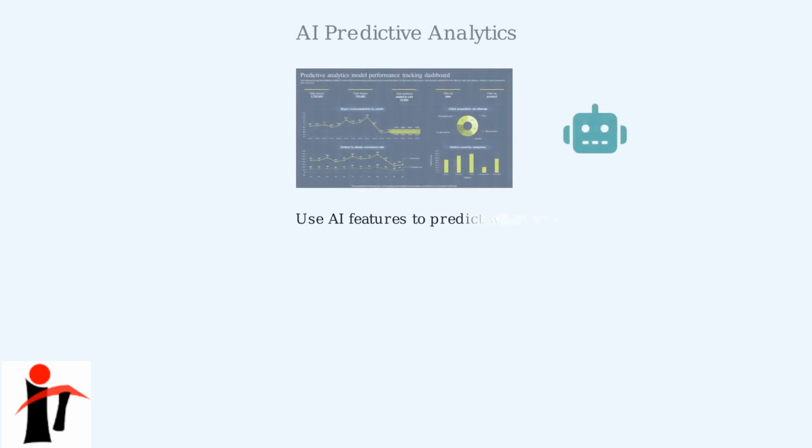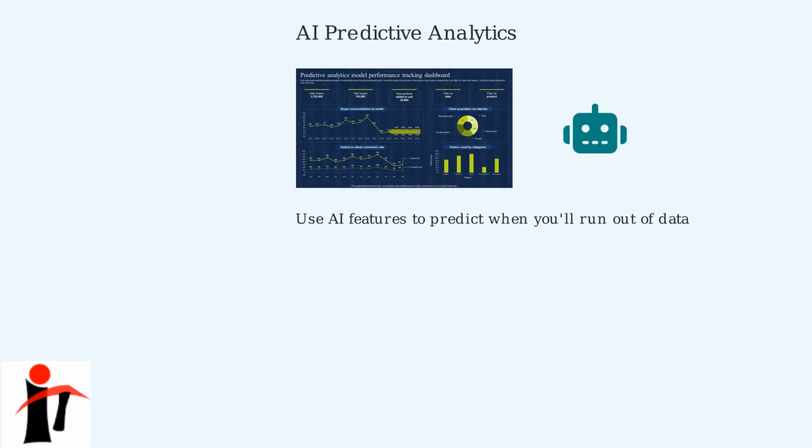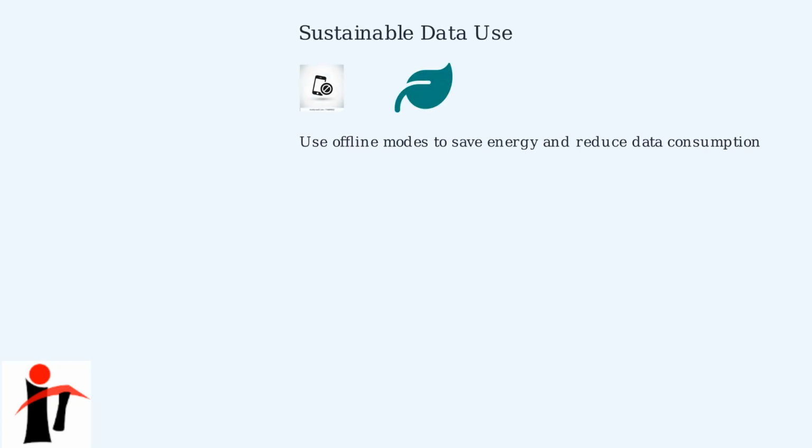Take advantage of AI-driven features in the app that analyze your usage patterns to predict when you'll deplete your data allowance. This helps you plan ahead and avoid overages. For sustainability, switch to offline modes when possible. This not only conserves your data, but also reduces energy consumption by minimizing network activity.